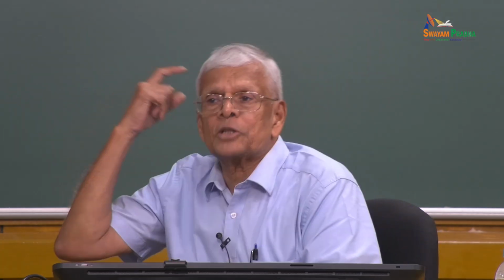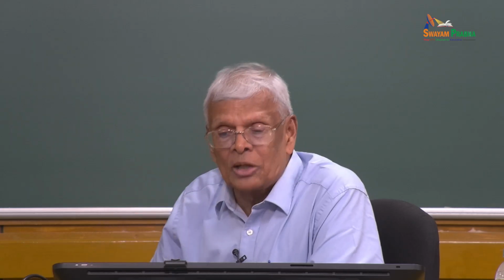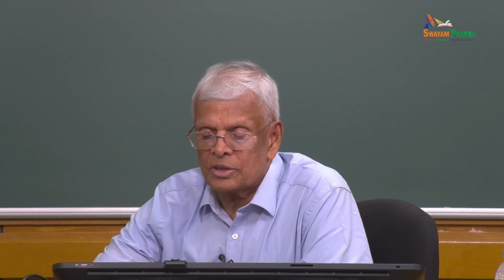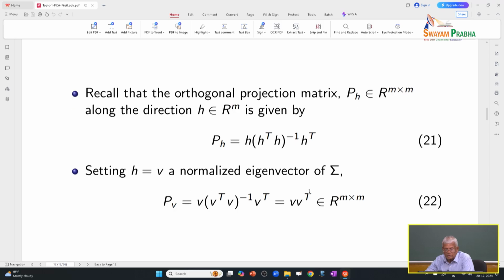We have already seen projection matrices when we talked about least squares. That's the reason we talked about modeling least squares at great length. We talked about the orthogonal projection matrix PH. Given a vector H, what is the orthogonal projection matrix that will project points outside of H onto H along the direction H? That projection matrix is given by PH is equal to H times H transpose H inverse H transpose. This is the result that comes from linear least squares theory.